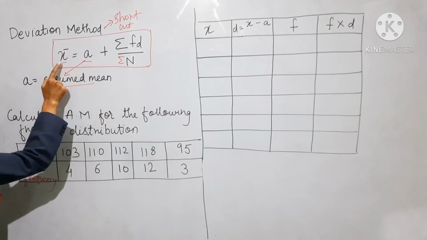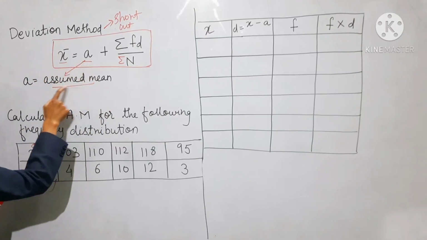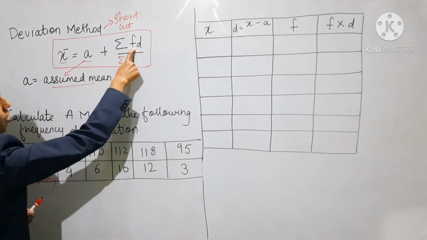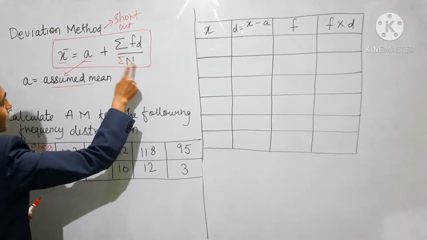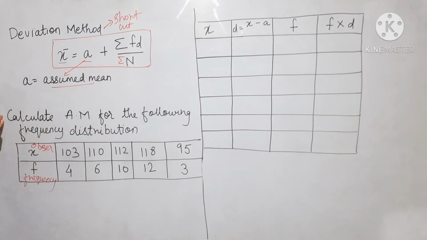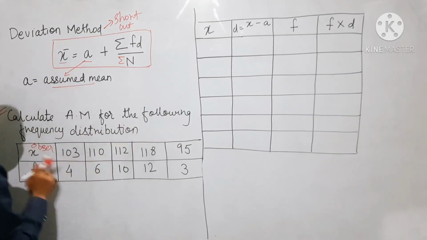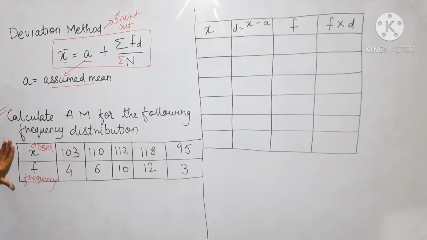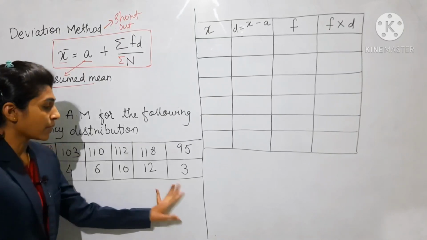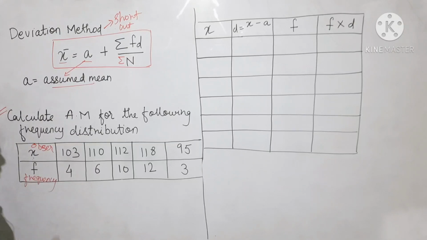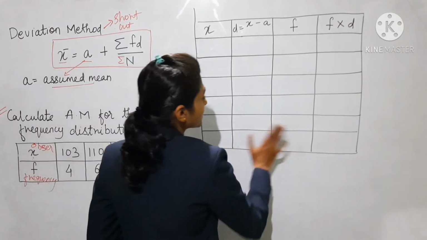I will repeat again. x bar is equal to A, where A means assume mean, plus summation of FD divided by N. Now taking the previous example, we will find arithmetic mean by the deviation method. Calculate arithmetic mean for the following frequency distribution. This is the frequency distribution: x is the observation and f is the frequency. Now solution for this, prepare this table.